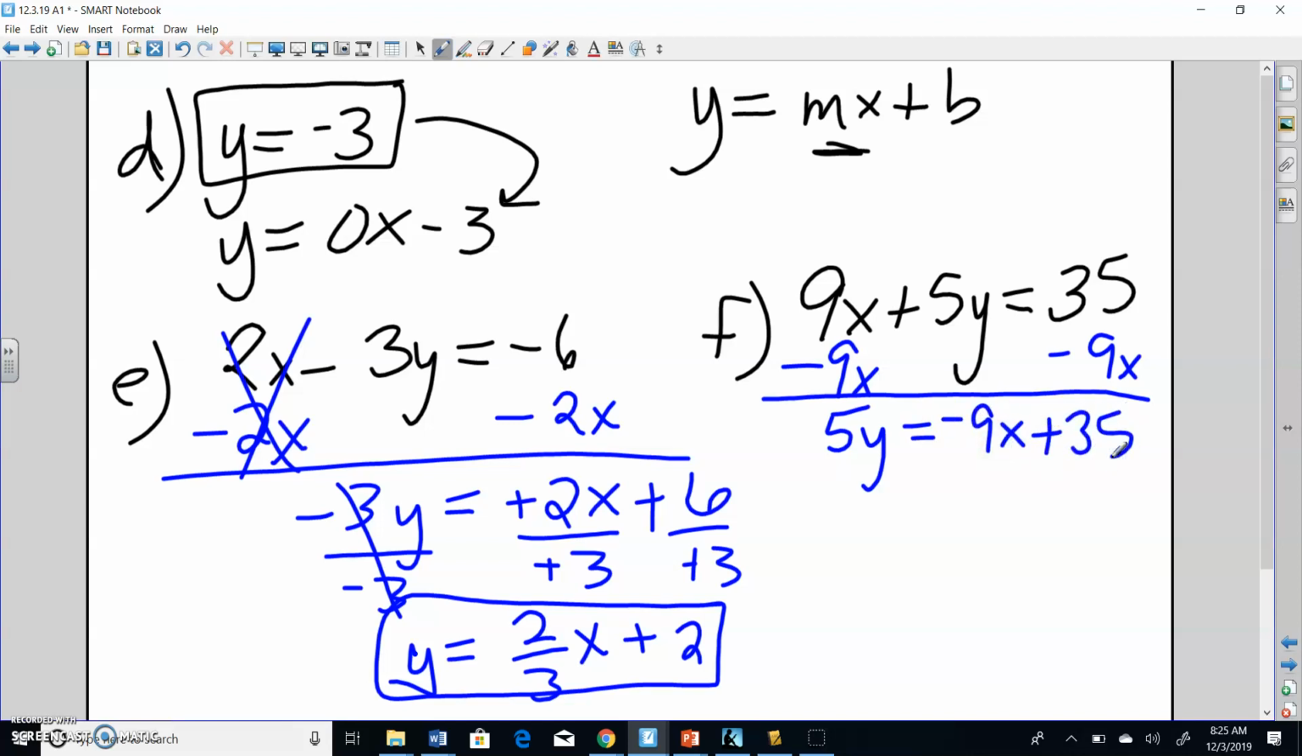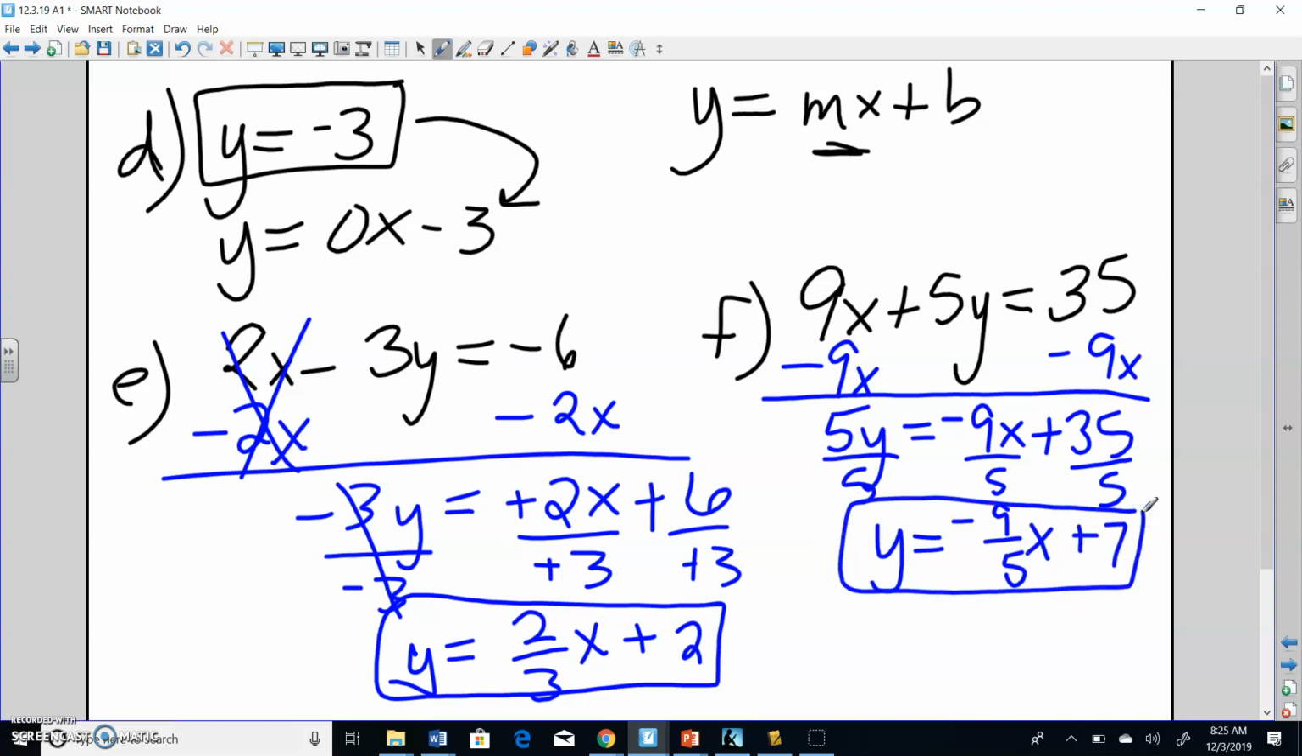Okay, next step, Jarrett. So we get y equals a negative 9/5 x. 35 over 5 is 7. There we go. Okay, so I forgot something that I want you to do on all of these now. Once we get it into this form, I want you to identify the slope and the y-intercept. So we will work our way backwards.